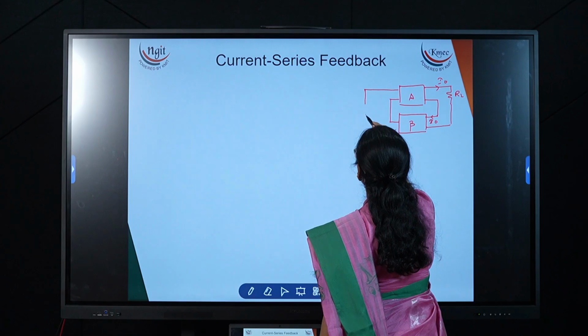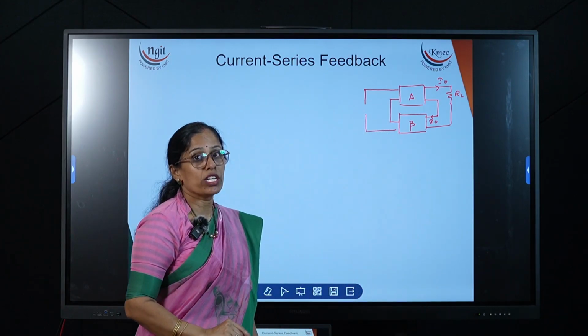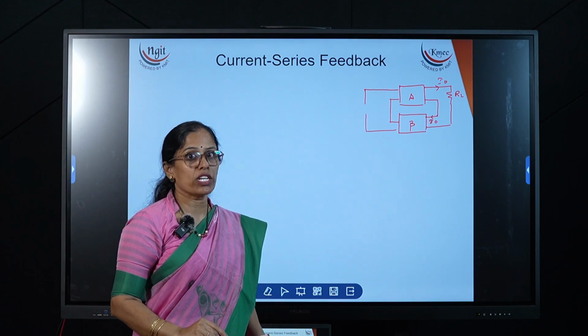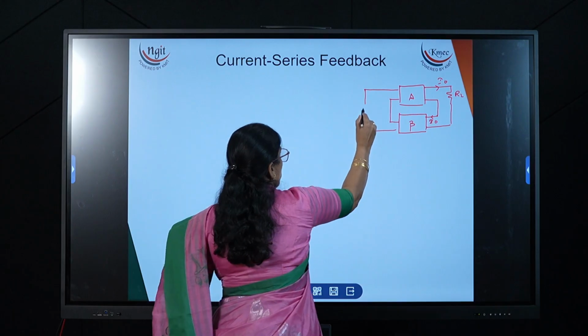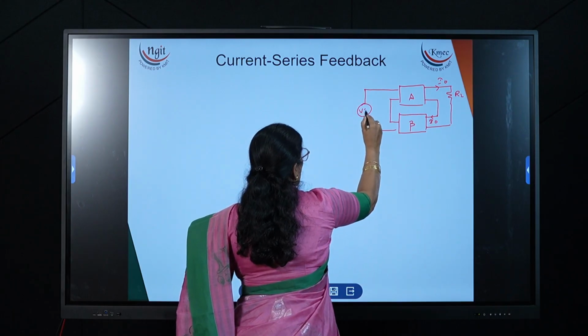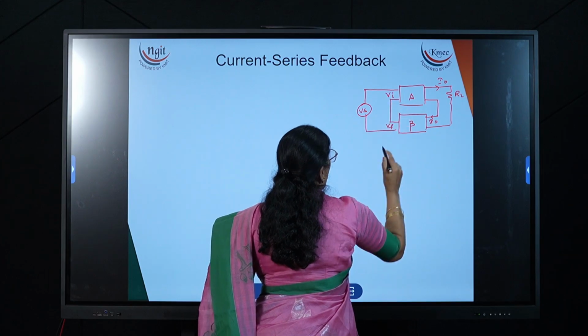Now tell me, in a series which source do I need to apply? In a series we have to apply the voltage source. Why? Because in a series voltages can be added or subtracted, but currents are the same. So that's why here I am taking the Vs source. Here the voltage available is Vf and here the voltage is Vi.